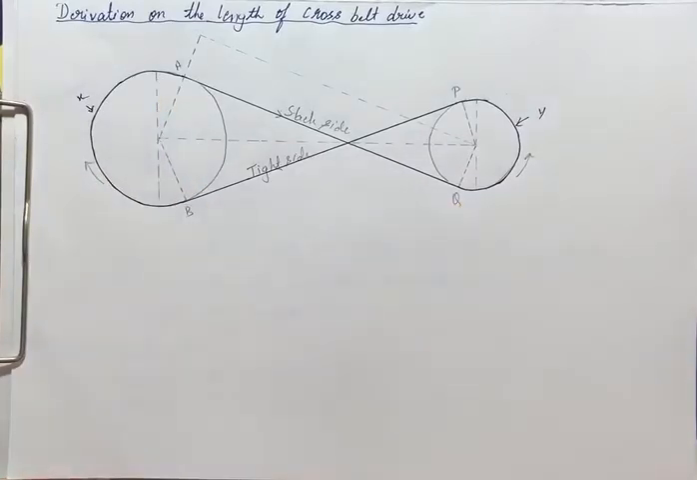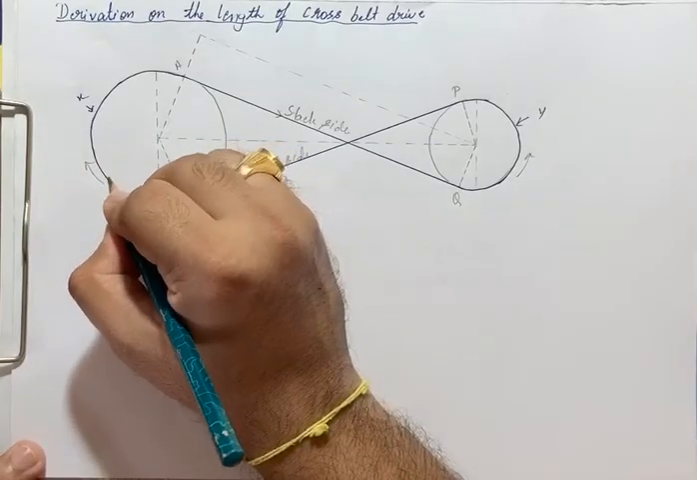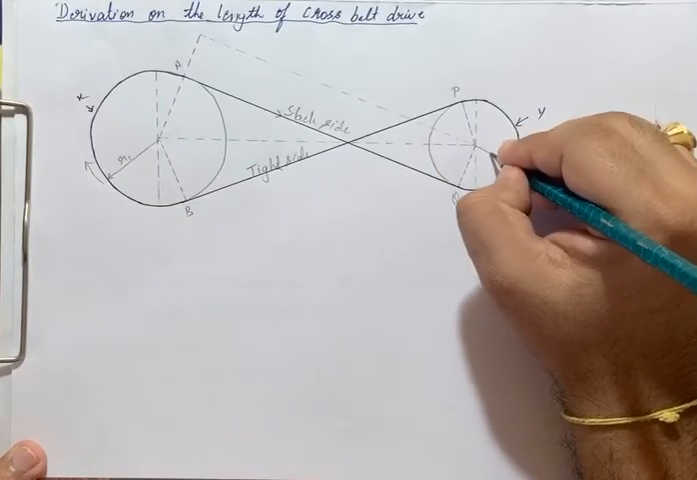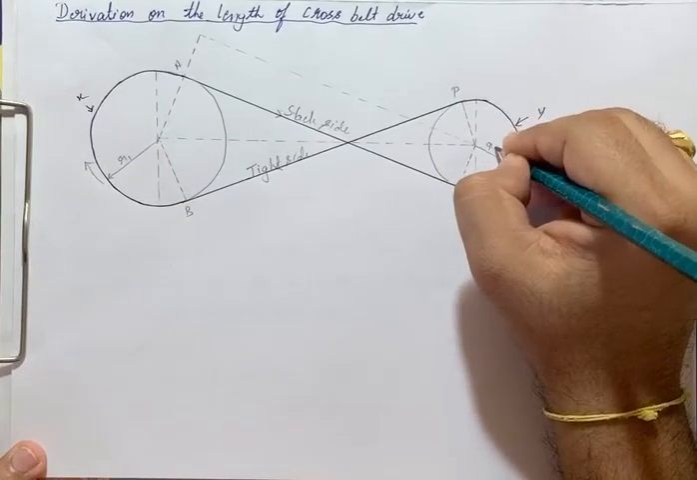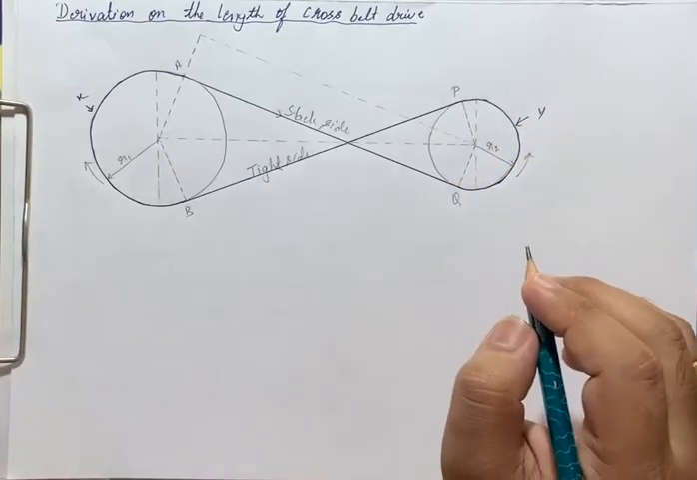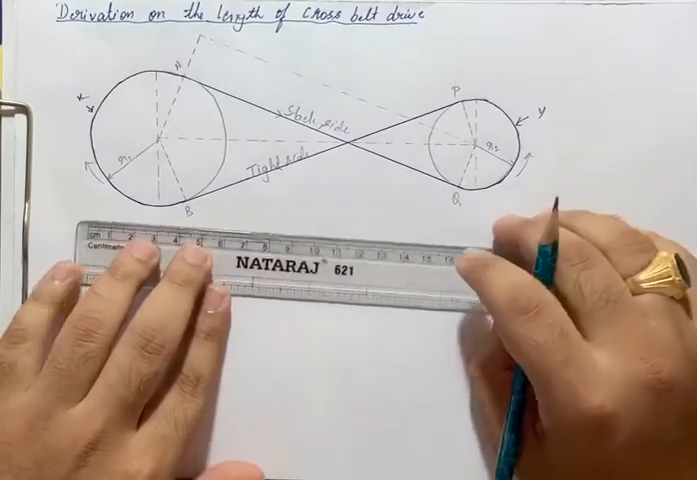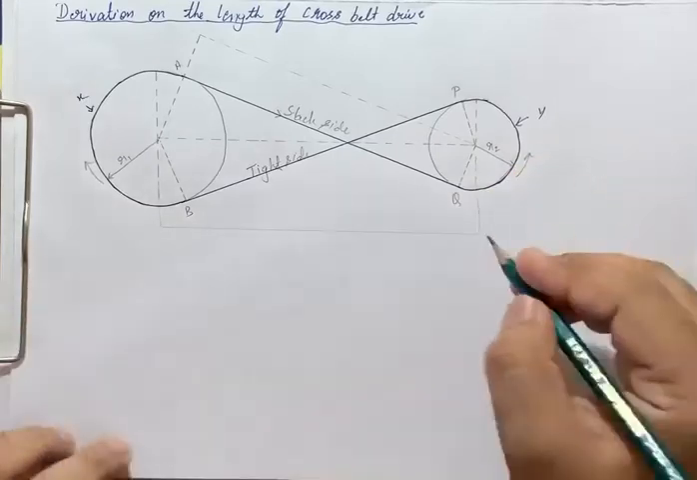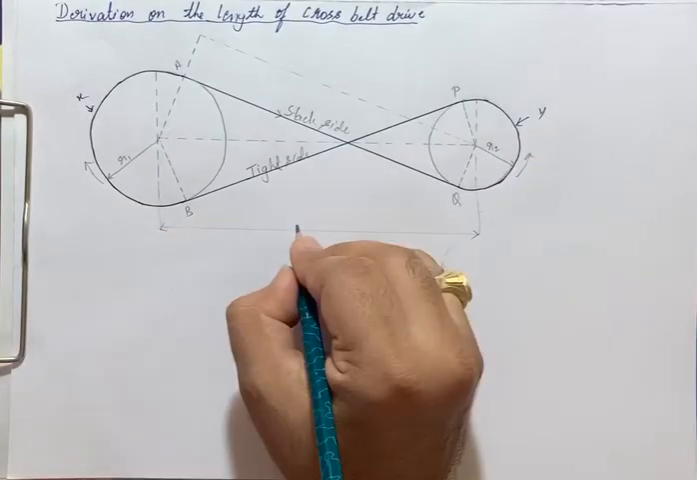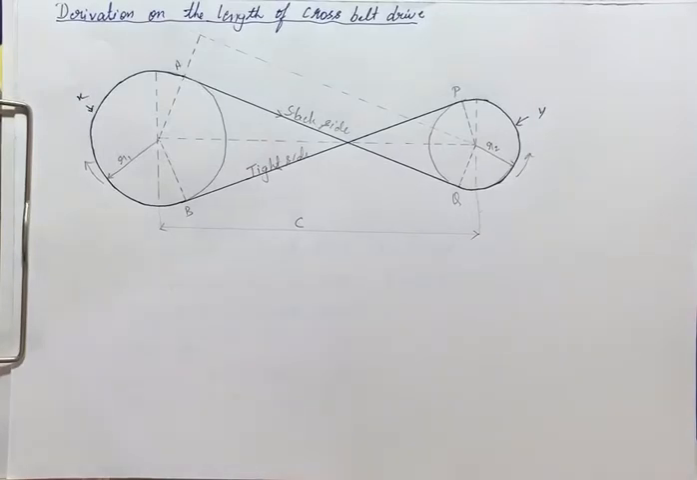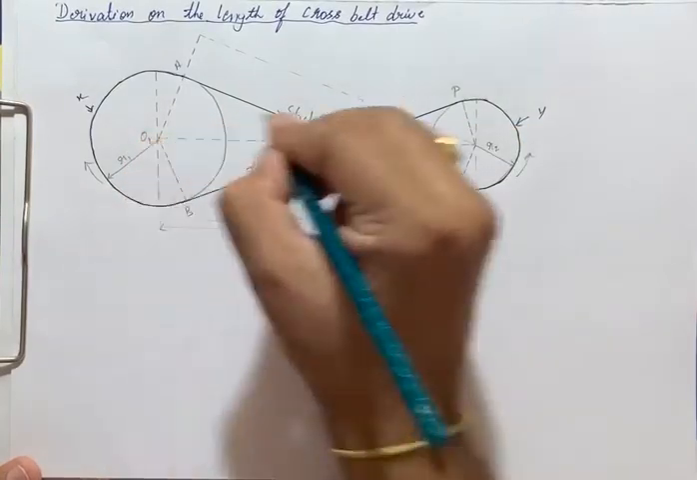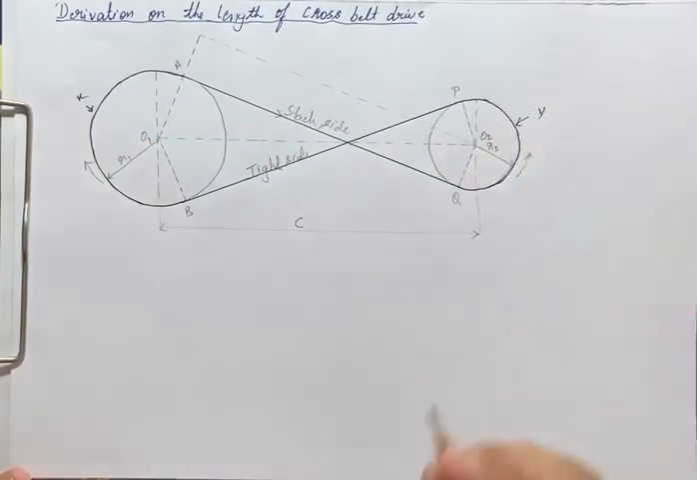Here we have considered R1 as the radius of the driver pulley and R2 as the radius of the driven pulley. C is the distance between the center points of the two pulleys, where O1 is the center point of the driver pulley and O2 is the center point of the driven pulley.